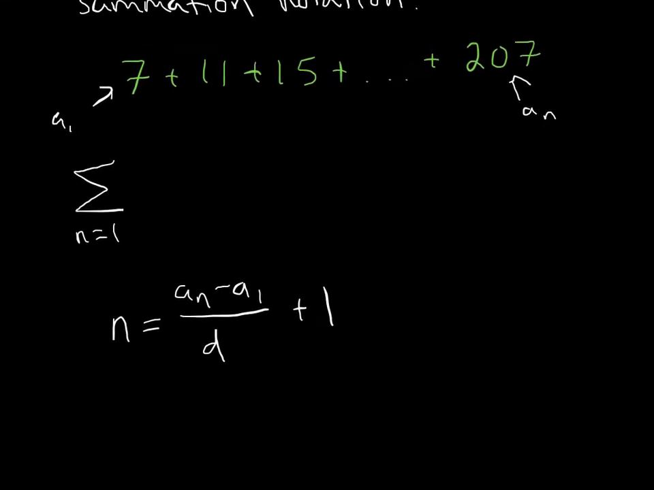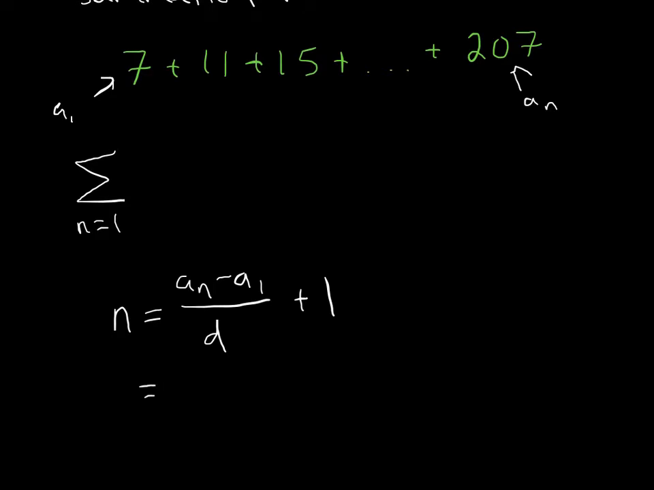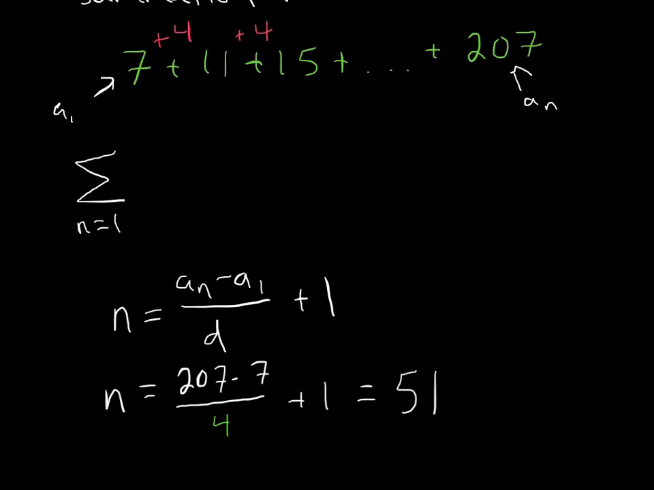So using that formula, the last term is 207 minus 7 over the common difference. If you look at this, we have to add 4 to each term to get to the next. So that's the common difference. So we're going to divide by 4, and then we're going to add 1 after we do that. So 207 minus 7 is 200, divided by 4 is 50, plus 1 we should get 51. So n is equal to 51. That is our upper limit. So we're going to put that there.